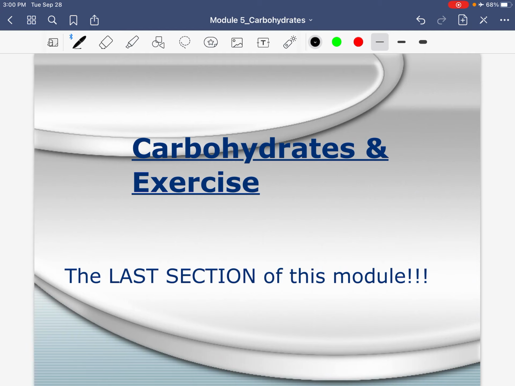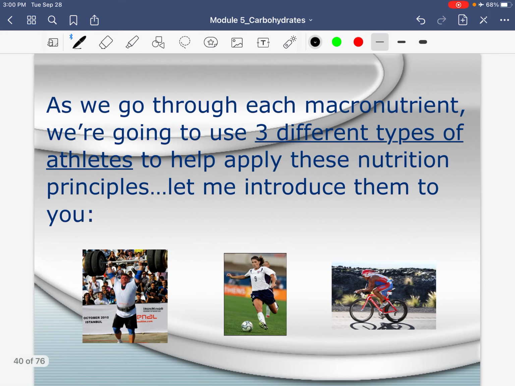All right. So here we are, the last section, but it's a pretty big section. So now we're going to take these basic principles of carbohydrates, and with the knowledge that we've already gained from previous chapters, the digestive system, energy systems, I want to talk about carbohydrates specifically as it relates to exercise.